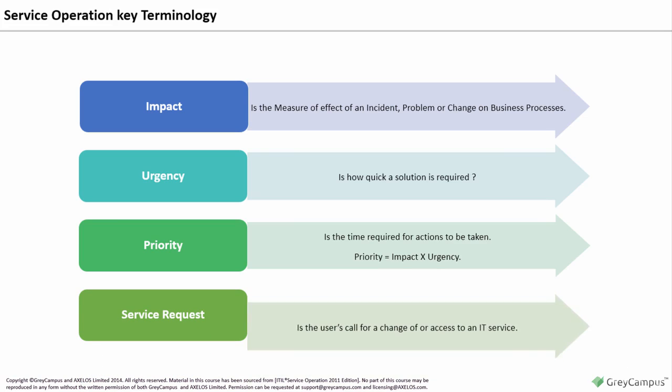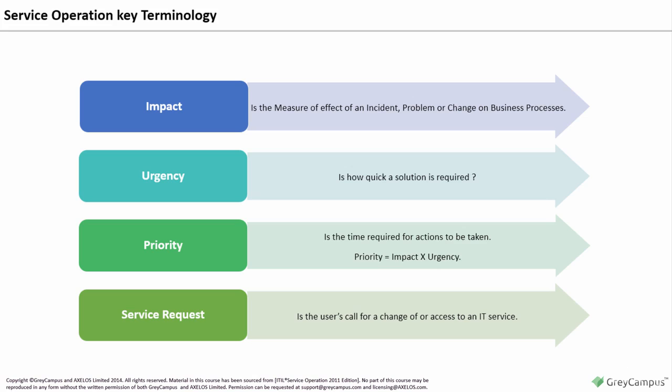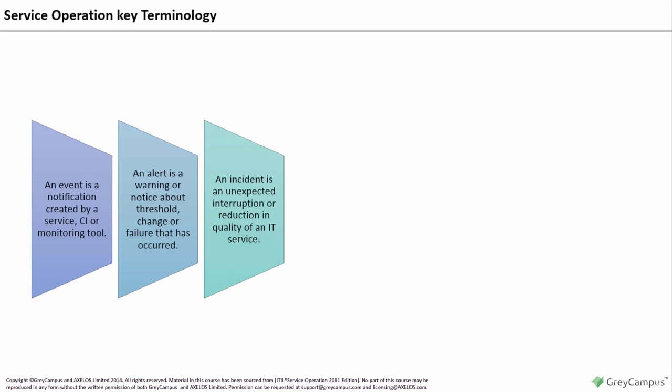Service request is the user requesting information for a change or access to an IT service. An event is a notification created by a service, CI, or monitoring tool. An alert is a warning or notice about threshold, change, or failure that has occurred. An incident is an unexpected interruption or reduction in quality of an IT service.